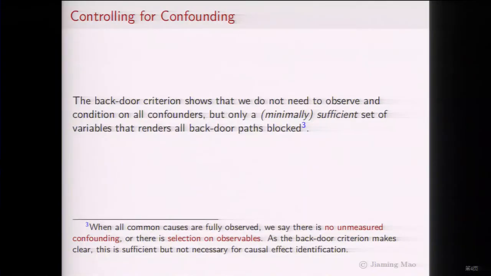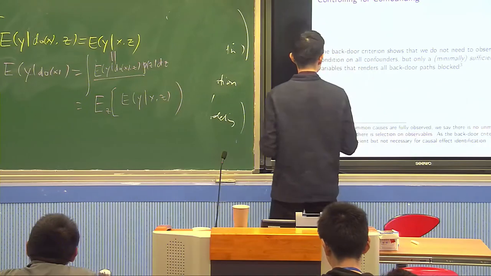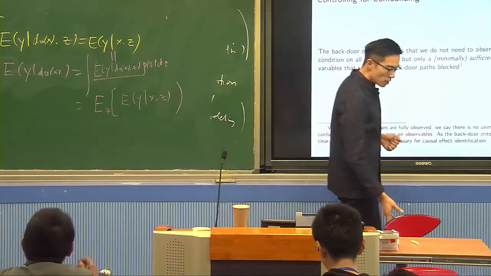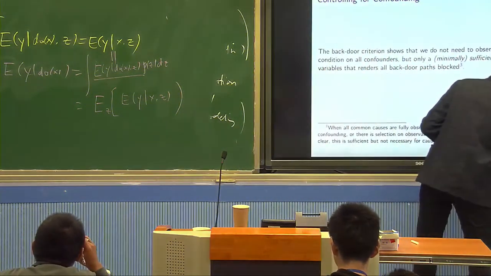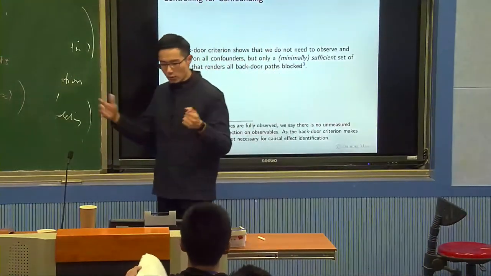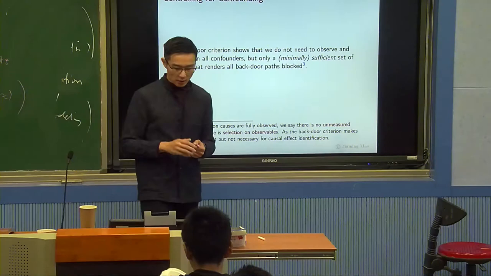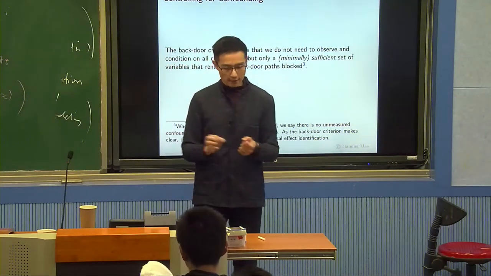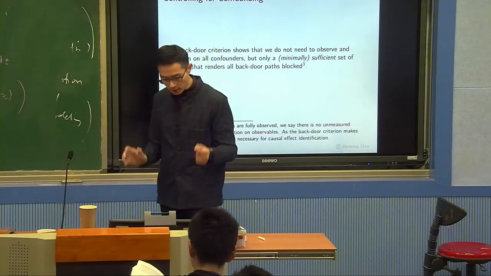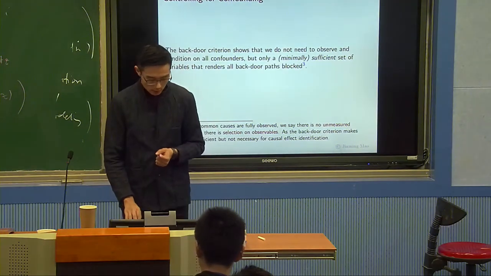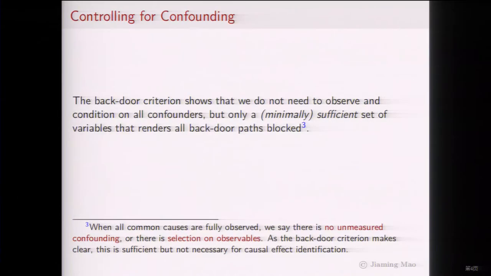Now, the backdoor criteria shows us that we do not need to observe and condition on all the different confounders. We just need to condition on the minimally sufficient set of variables that block all the paths. No need to condition on all the confounders, although in most cases it does not hurt, right?